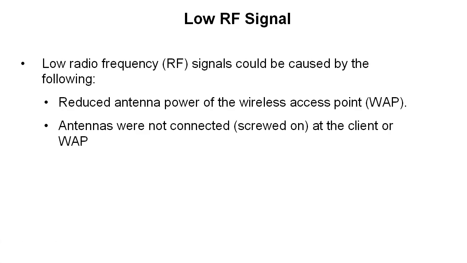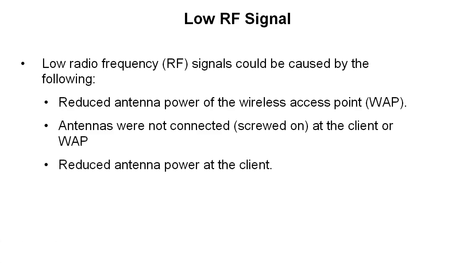You also want to check if the antennas were connected. They need to be screwed on at the client. And I'll tell you, I've seen this dozens of times where people have installed their own wireless access card and just never put the antennas on. And it didn't work very well. That's what happens. Same thing with the wireless access point. The antennas need to be connected and screwed on properly.